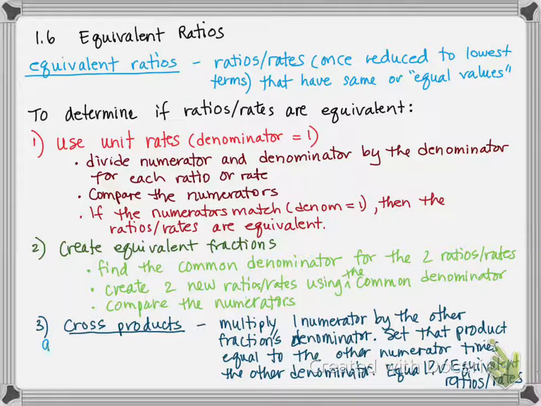Let's say we have fraction A/B, and we're trying to see if it's equal to fraction C/D. If I multiply one numerator by the other denominator, I'm going to get the product AD. Then I go the other direction, so B times C gives me BC. If those are equal, then they're equivalent ratios.